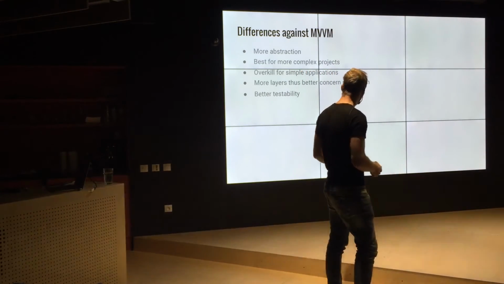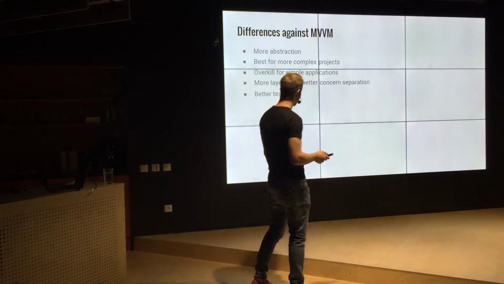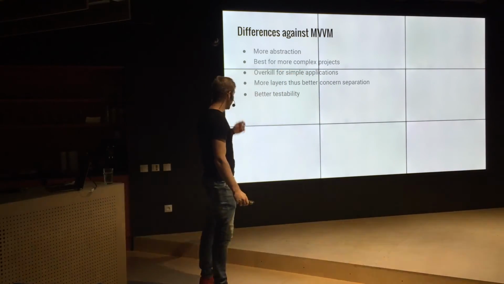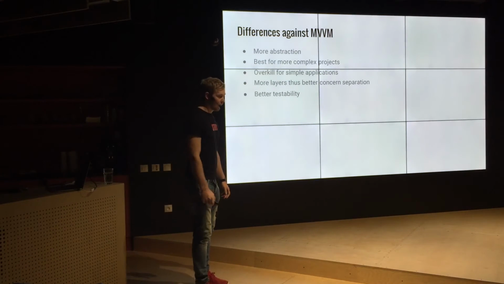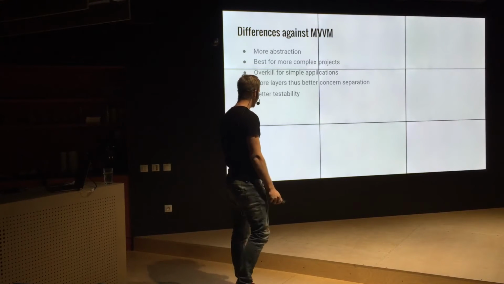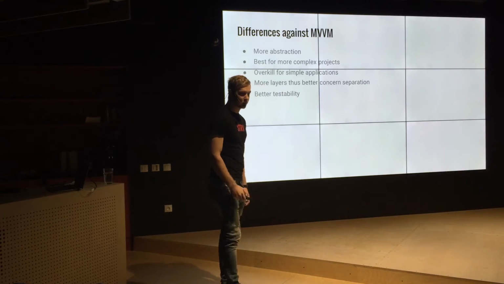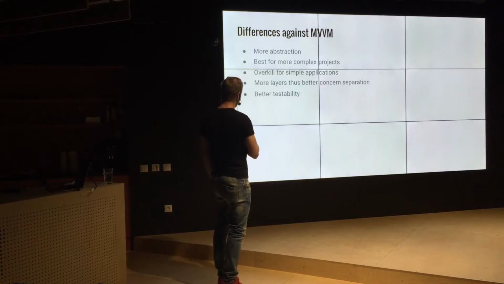So if you know you're going to have a big project, you should start with VIPER because, as you can see, it's overkill for simple applications, and you wouldn't really use its real potential there. You would just want to kill yourself because it would be so complex to implement it. And what's good about it?